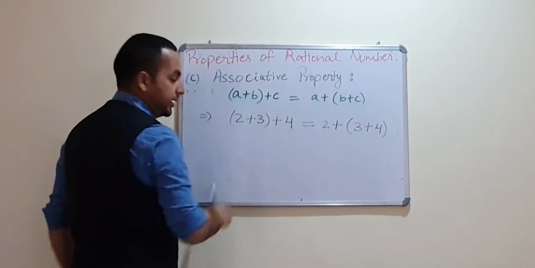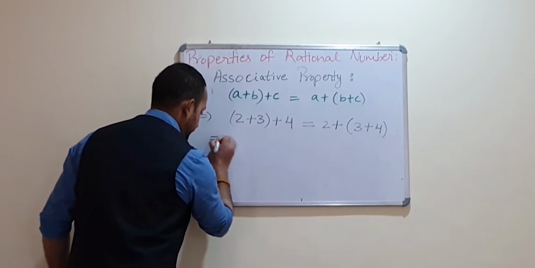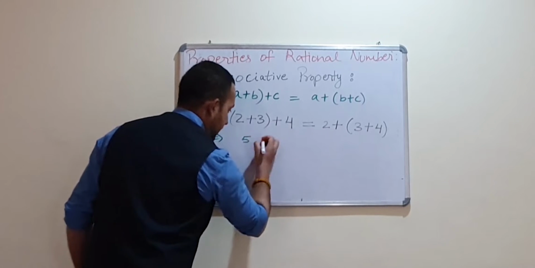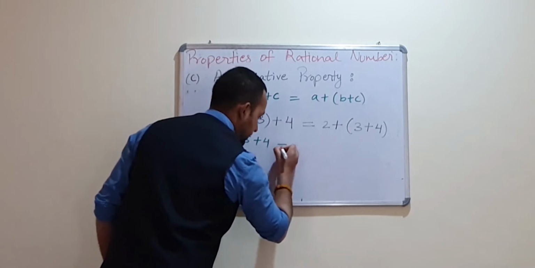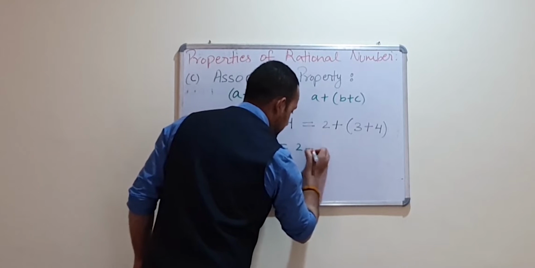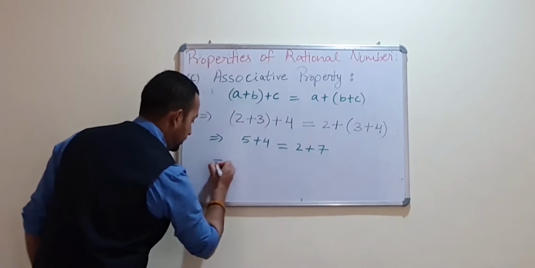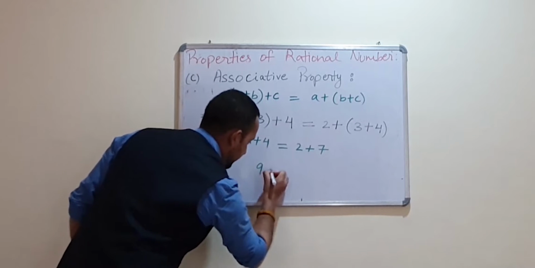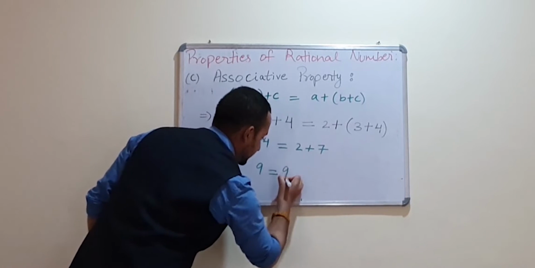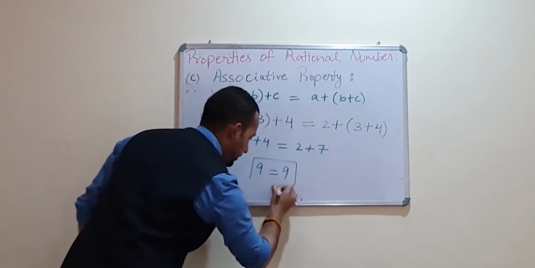Now 2 plus 3 is 5, plus 4 as it is. On the other side, 2 as it is, plus (3 plus 4) is 7. Now 5 plus 4 is 9, 7 plus 2 is 9, which means 9 is equal to 9.